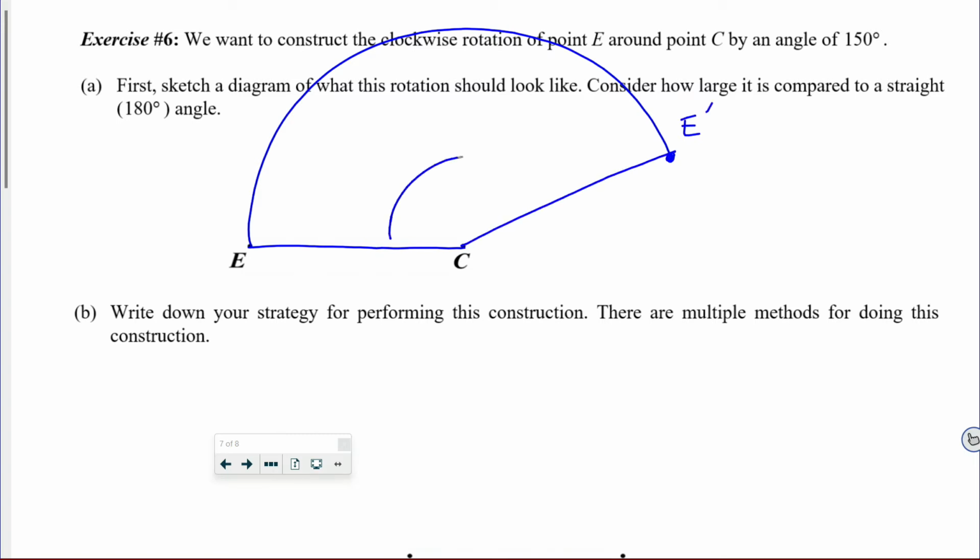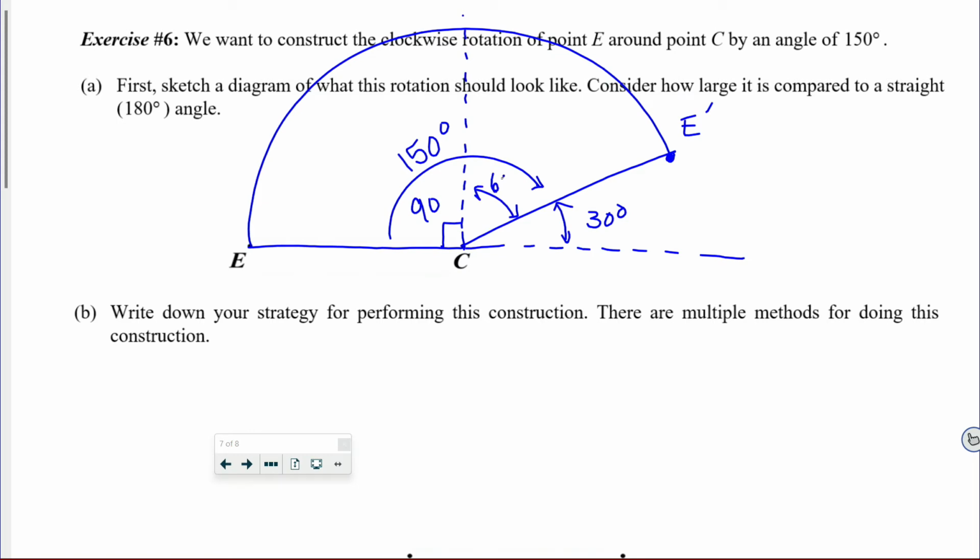counterclockwise. We know that this is going to be 150 degrees. And of course, if that whole thing is 180, then this is 30 degrees. Likewise, just as a side note, if I think about perpendicularity, if that's 90 degrees, then this would have to be 60 degrees.